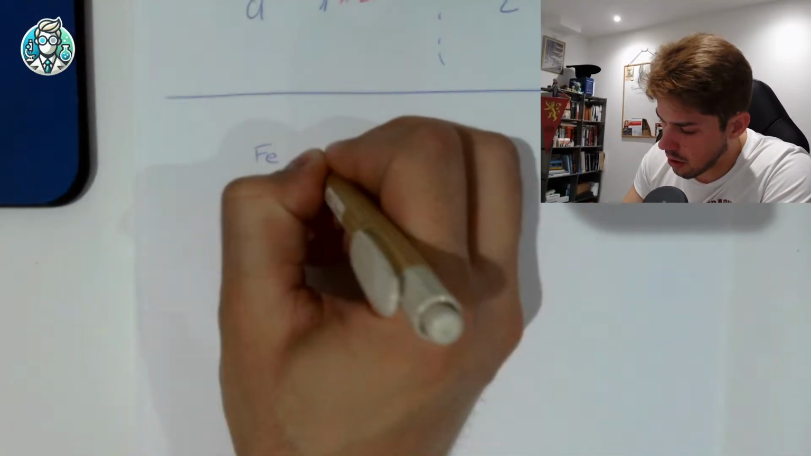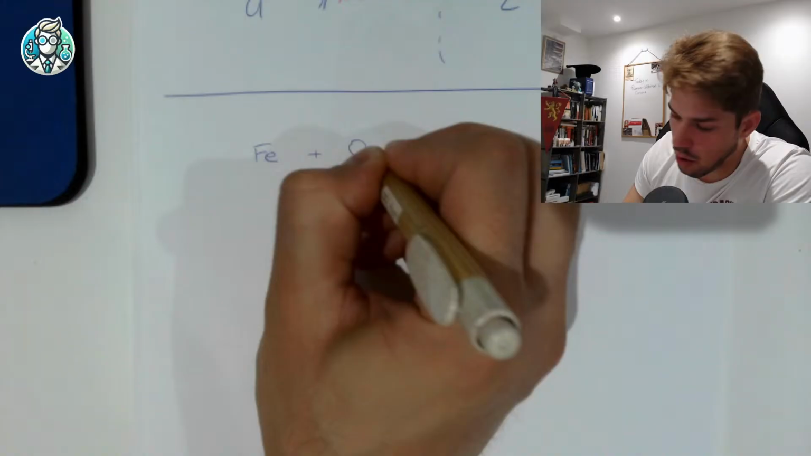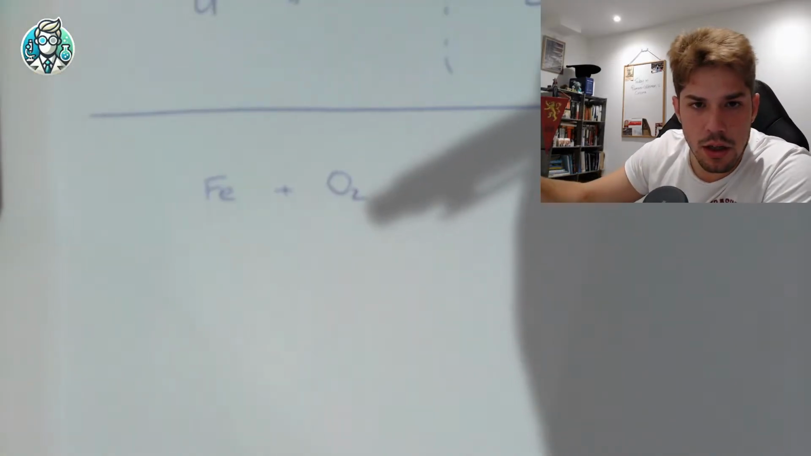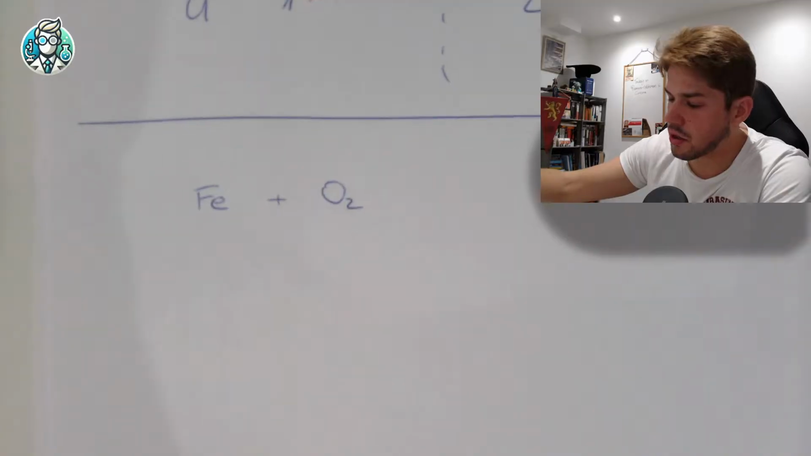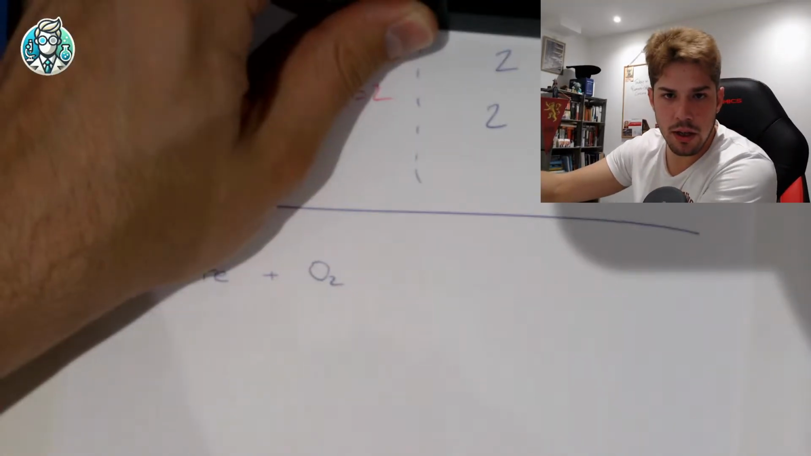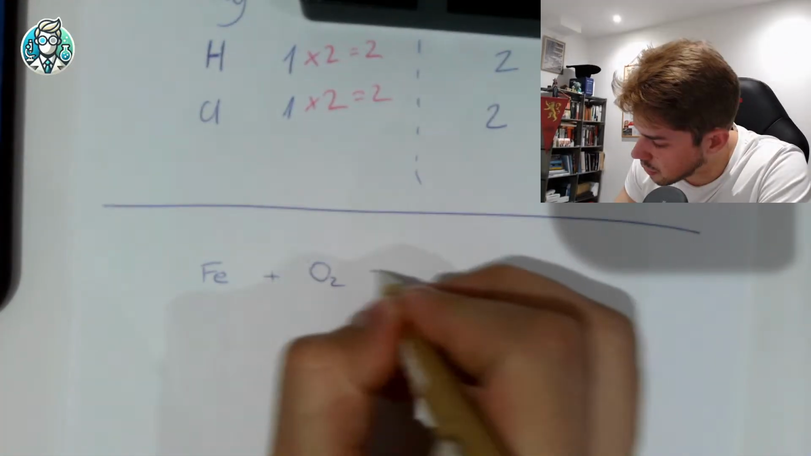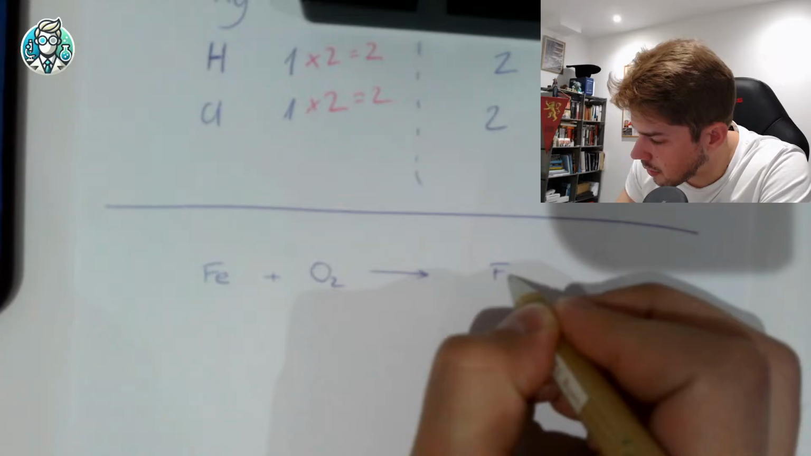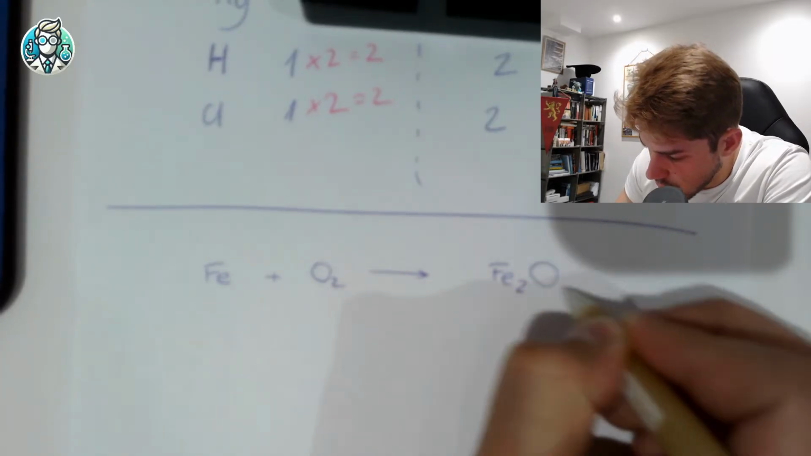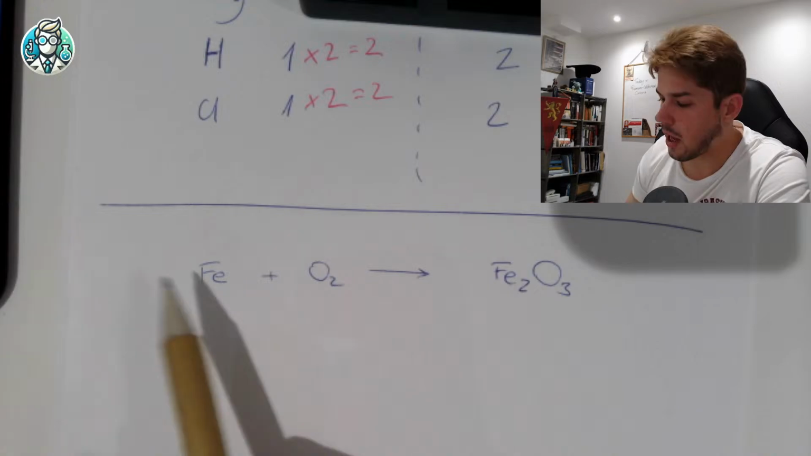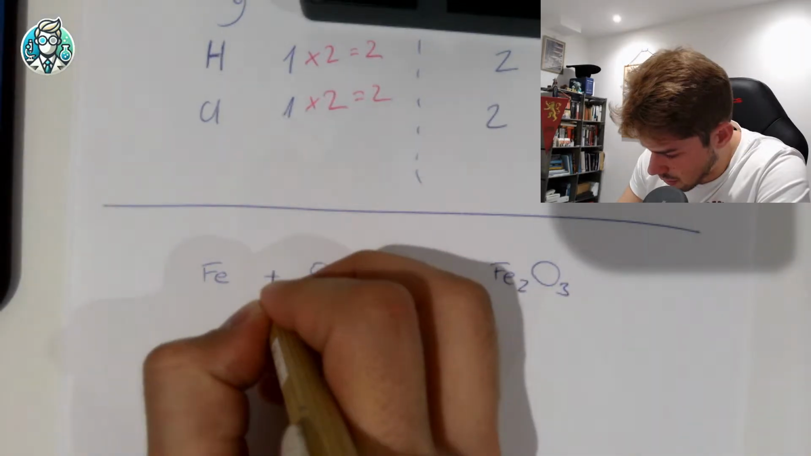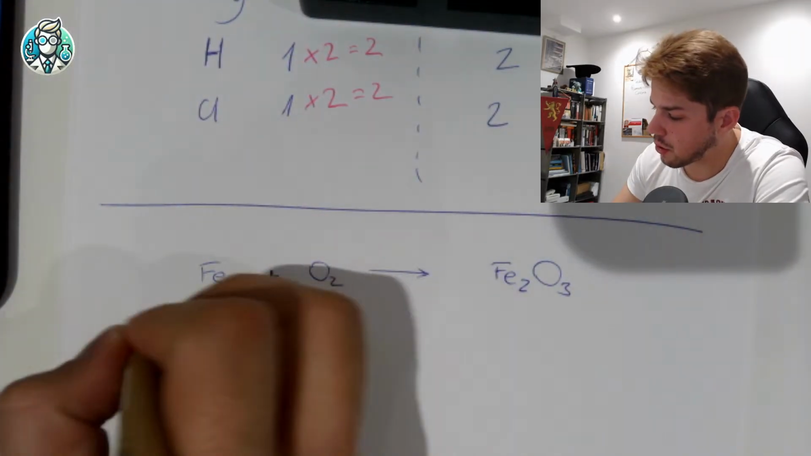iron plus oxygen. Let's zoom in. The problem with zooming in is it makes a shadow. Iron plus oxygen to give iron oxide. Okay, iron plus oxygen to give iron oxide.